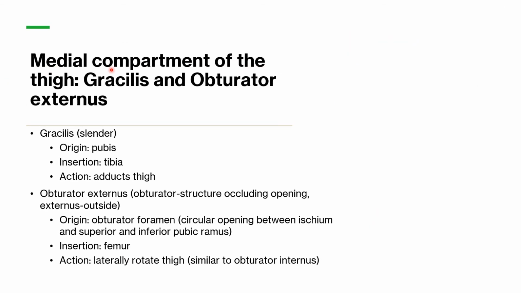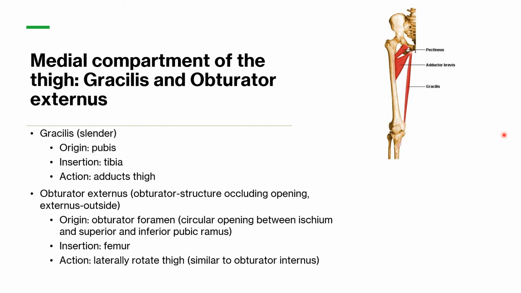Medial compartment of the thigh, gracilis and obturator externus. So gracilis means slender. Gracilis originates on the pubis, and it inserts on the tibia. And it also functions to adduct the thigh.